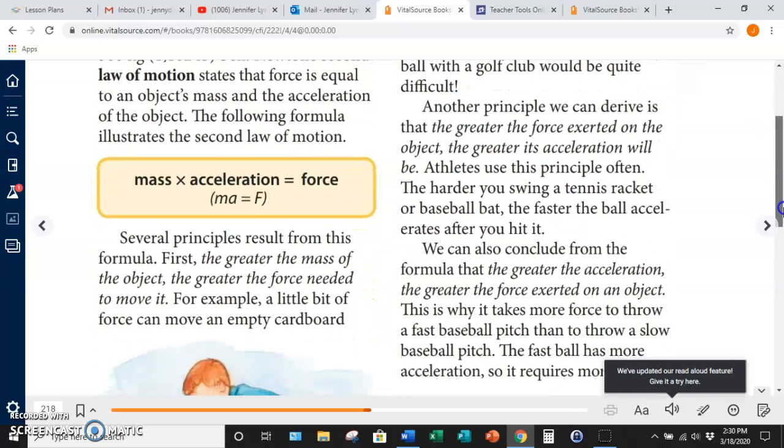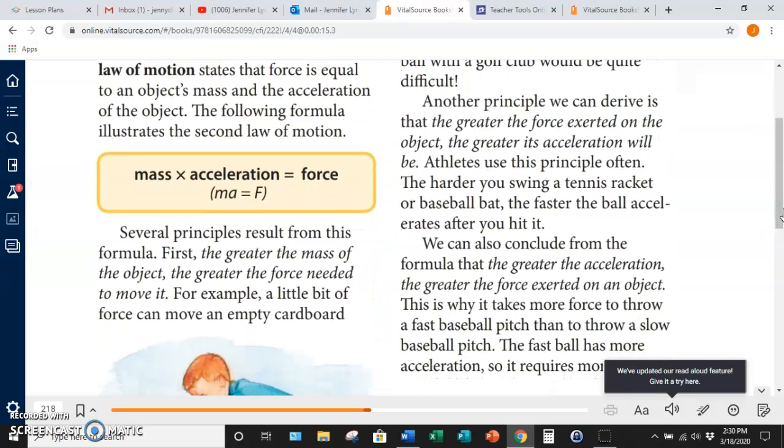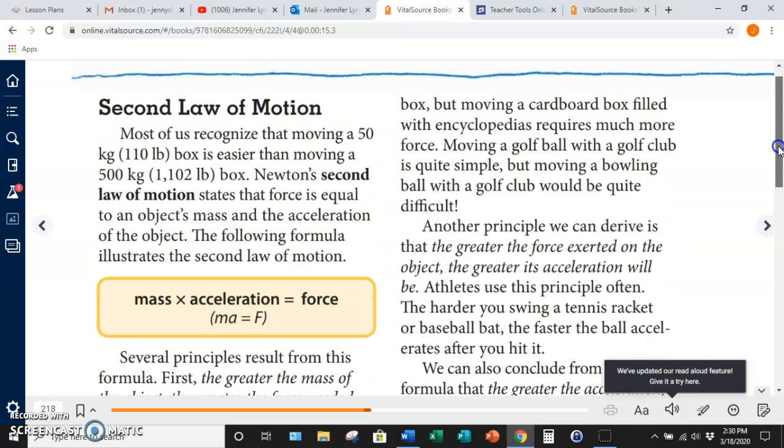Several principles result from this formula. First, the greater the mass of the object, the greater the force needed to move it. For example, a little bit of force can move an empty cardboard box, but moving a cardboard box filled with encyclopedias requires much more force. Moving a golf ball with a golf club is quite simple, but moving a bowling ball with a golf club would be quite difficult. So again, the bigger the mass, the bigger the force that's required for you to get it moving.